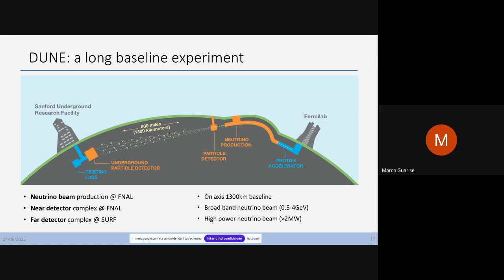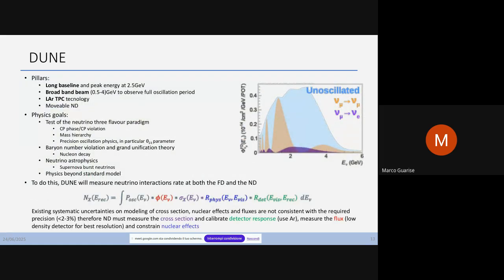DUNE will exploit a broadband neutrino beam, so neutrinos will have energy from 0.5 to 4 GeV and high intensity flux, higher than 2 megawatts at phase 2 of the project. And we will exploit the liquid argon time projection chamber technology for our detectors. We will see later in the next slide how it works.